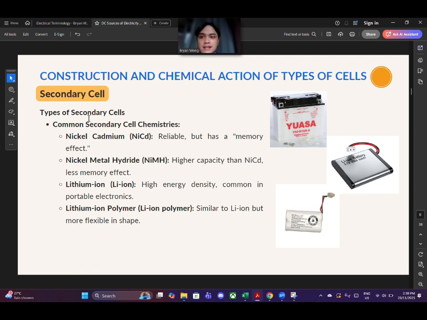Now let me explain the types of secondary cells. The common secondary cell chemistries are nickel cadmium, reliable but has a memory effect. Nickel metal hydride, higher capacity than nickel cadmium, less memory effect. Lithium ion, high energy density, common in portable electronics. Lithium ion can be found in a phone battery. Lithium ion polymer, similar to lithium ion but more flexible in shape. Basically, lithium polymer is the same as lithium ion, but it is much more portable, much tinier than lithium ion.